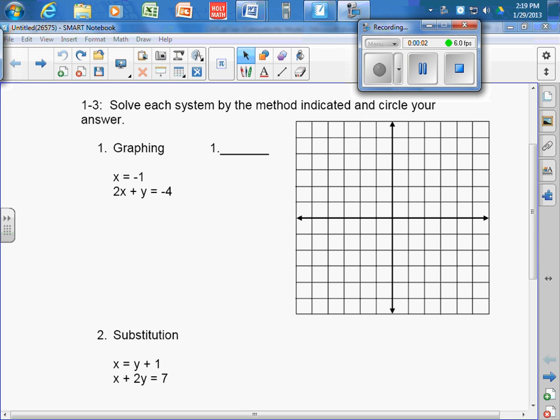All right, so here's the practice test for the Systems of Equations chapter. I know a lot of the things that you're getting say chapter 7. Ignore that. We know we're doing chapter 5.